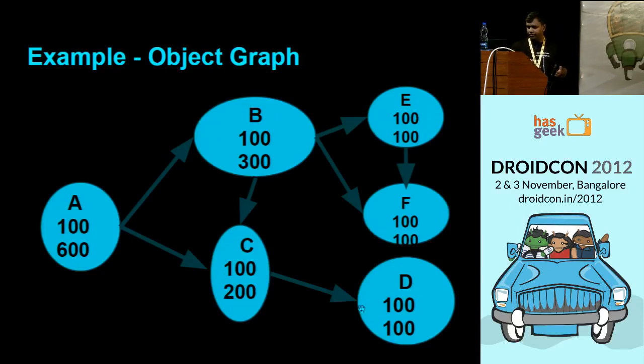Now, if we take E and F, E has a reference to F, right? But E's retained size is only shown as 100. It's not shown as 200. The reason is F is not in memory just because of the reference from E. F is in memory because it has two references, both from B and E, right? So that is why E's retained size is just shown as 100. B, because E and F are both controlled by B, both have references only from B. If B is gone, E and F both can become garbage. So B's retained size is 300. And A is basically the sum of all these, which is 600. Right?